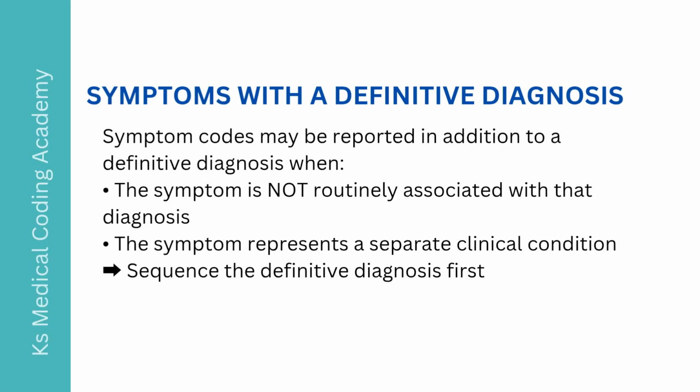Symptoms with a definitive diagnosis. In some cases, symptom codes may be reported in addition to a definitive diagnosis. This is allowed only when the symptom is not routinely associated with the diagnosed condition and represents a distinct clinical issue. In such cases, the definitive diagnosis must always be sequenced first.